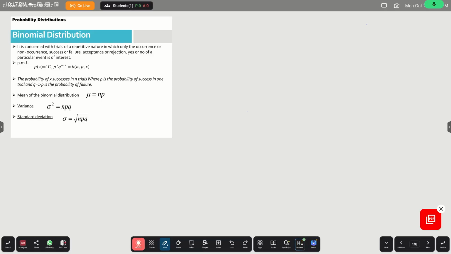Let's continue with our next topic, binomial distribution. I'll start with a simple example so that you understand the concept and also the application of binomial distribution very easily. So let me take an example of tossing a coin.